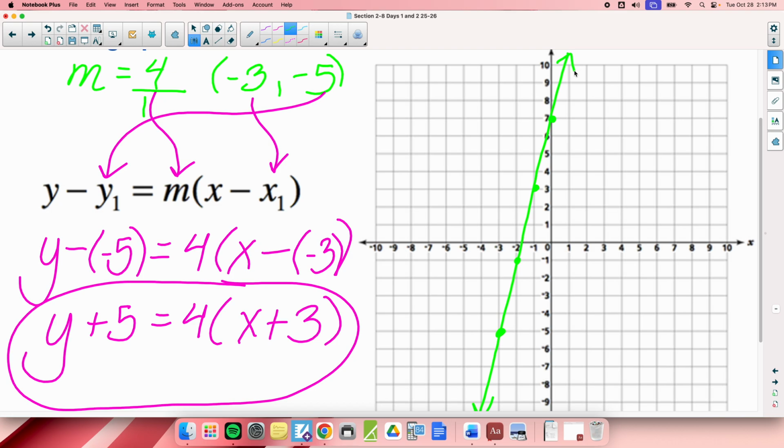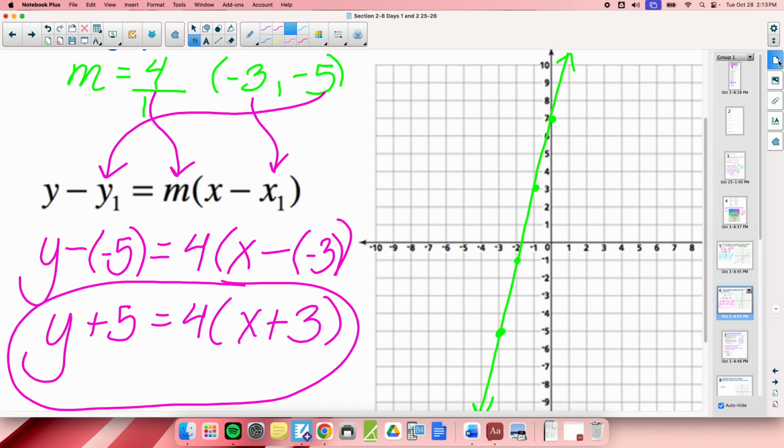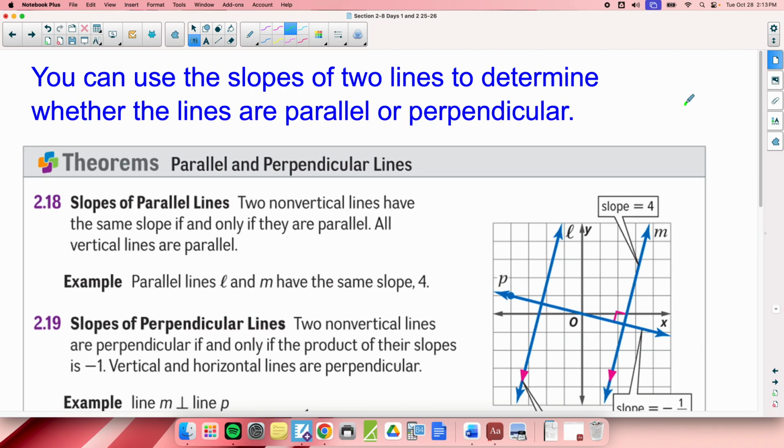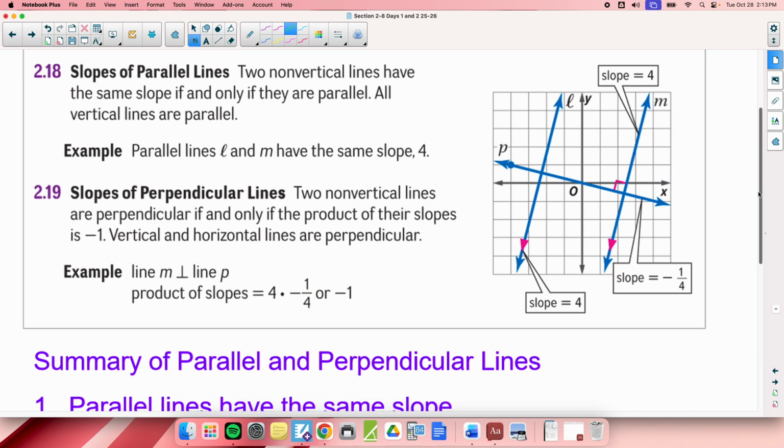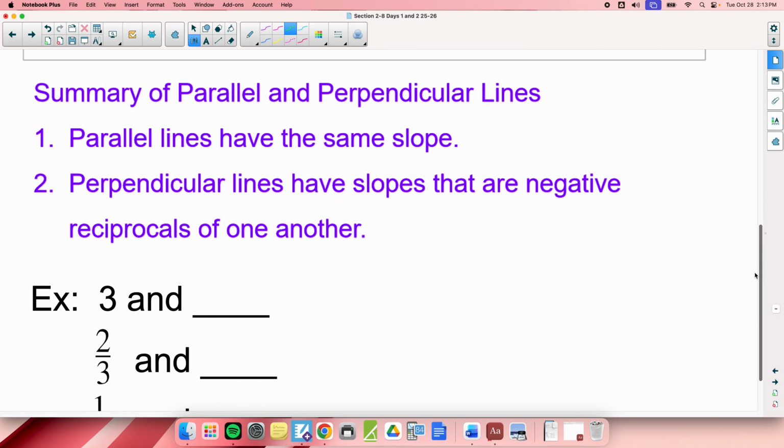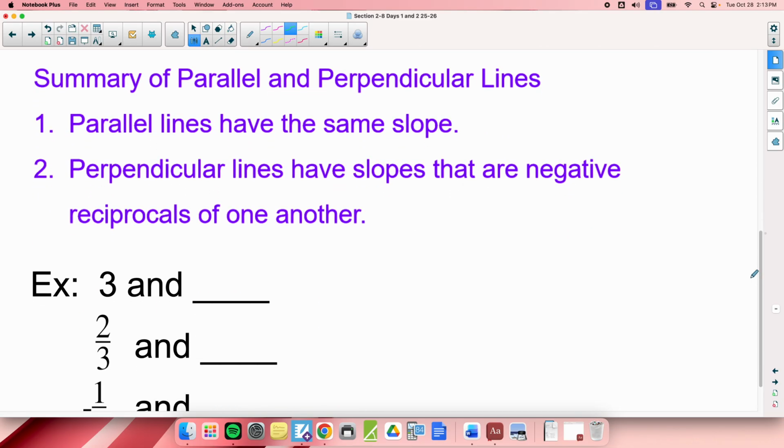Okay, everybody's good there? All right, now we have a second type that we're gonna do today. This one's probably easier, okay? So first of all, parallel lines have the same slope, and I think you guys all know parallel lines look like this, okay? So if you found the slope of one to be 2/3, the other one should be 2/3, okay?